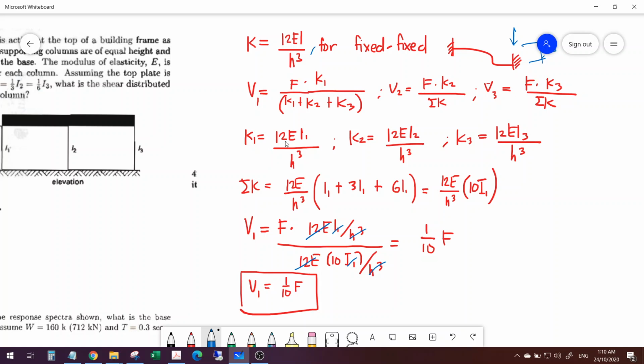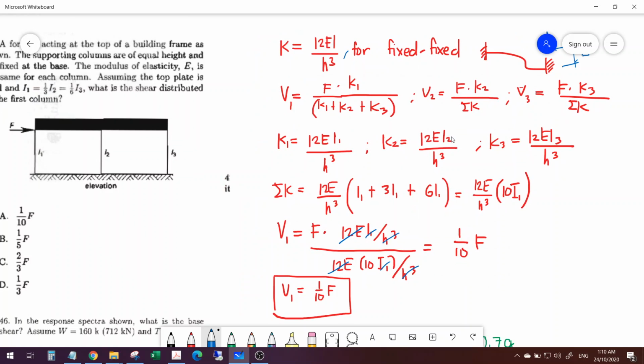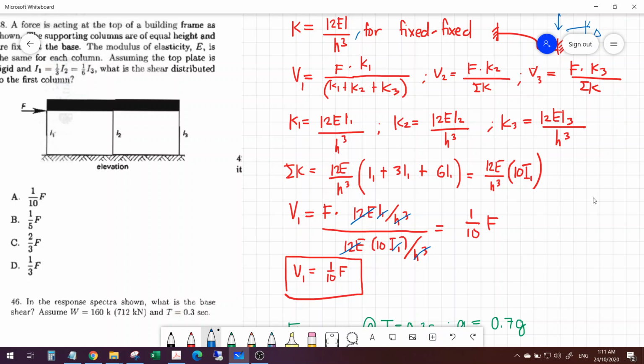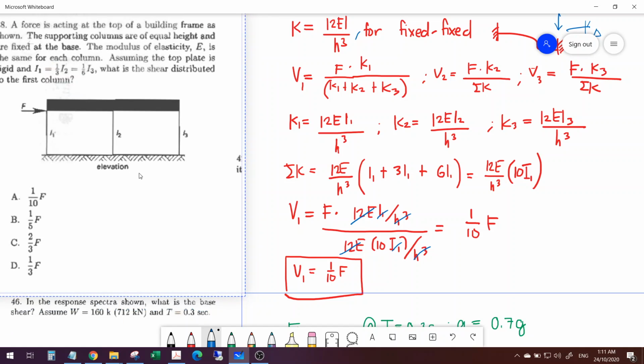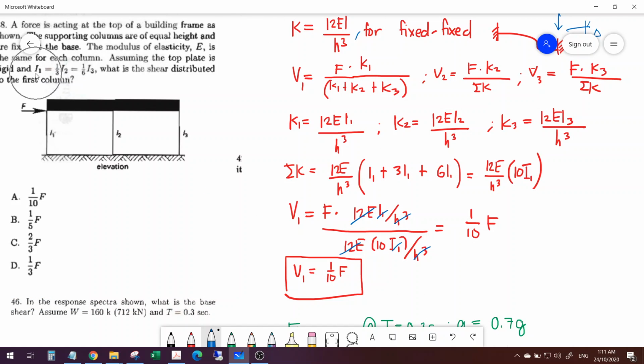Okay, for K1, it's 12EI1 over H cube. For K2, 12EI2 over H cube. Okay, ginamit na natin itong formula na 'to. For K3, it's 12EI3 over H cube. But we have the relationship of this, right? So, gamitin natin itong relationship na 'to, wherein I1 is equal to 1/3 I2 is equal to 1/6 I3. Okay?